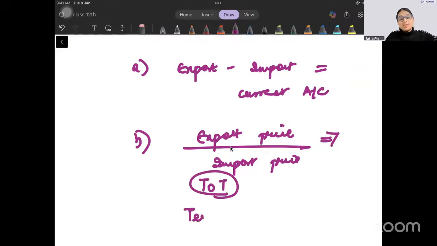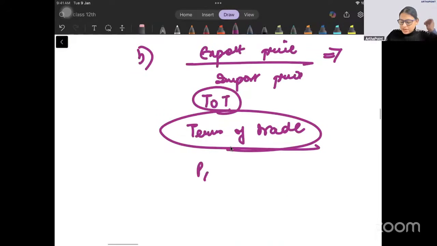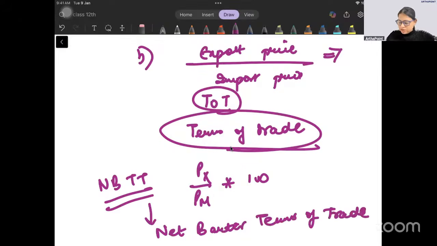TOT. Terms of trade. It measures the rate at which a country's export exchanges for its import. Ratio of export price to import price is called TOT. If I multiply price of export by price of import into 100, it is also called as NBTT, net barter terms of trade.